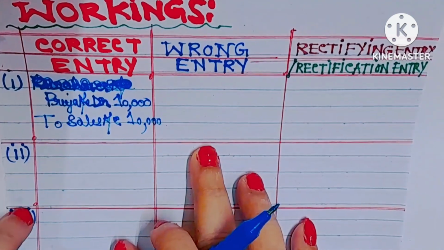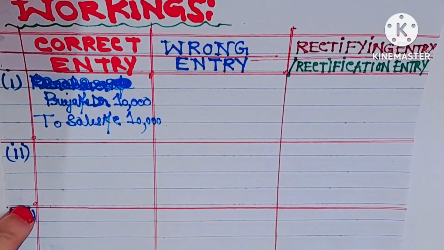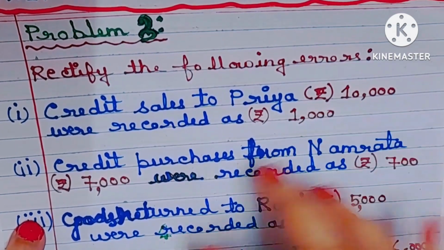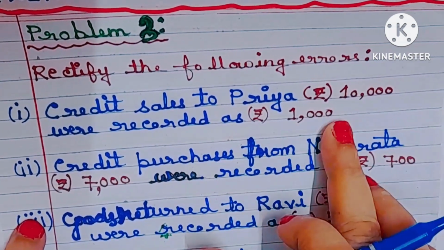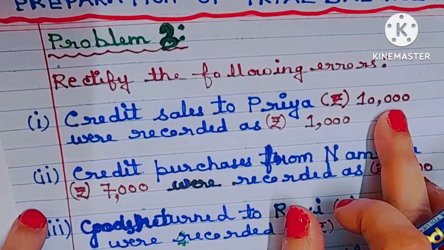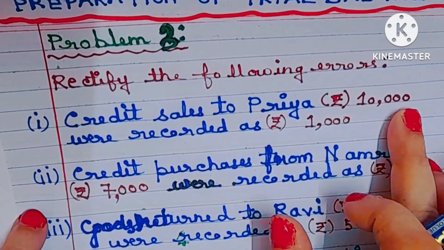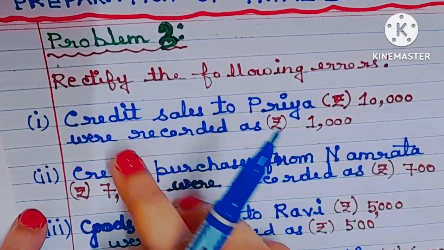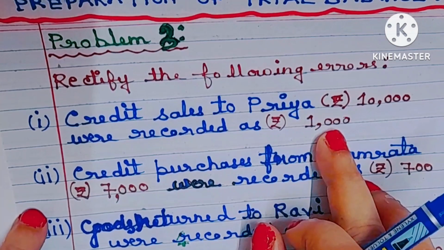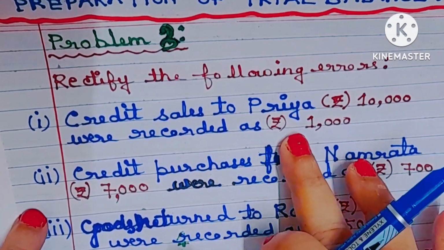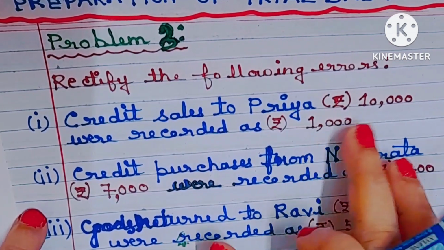What is the wrong entry? Let's see the problem again. Number 1, credit sales to Priya rupees 10,000, were recorded as rupees 1,000. The correct part we have already done: credit sales to Priya rupees 10,000, that is Priya account debit 10,000 to sales account 10,000. So this is the wrong part: were recorded as rupees 1,000. So the wrong entry will be Priya account debit 1,000 to sales account 1,000.